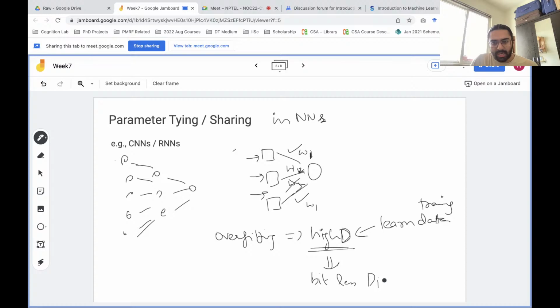This idea became central when they spoke about something called CNNs. In CNNs the idea is that you have an image. CNN stands for convolutional neural network, which is mainly used on images. They became famous when they started working on images and giving good results.